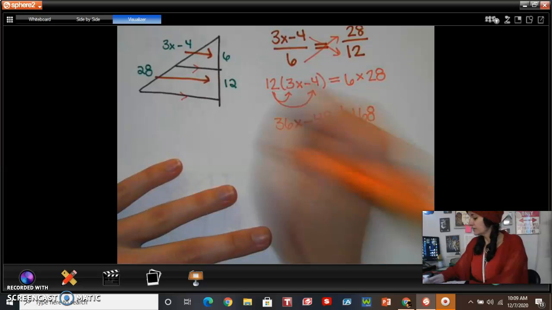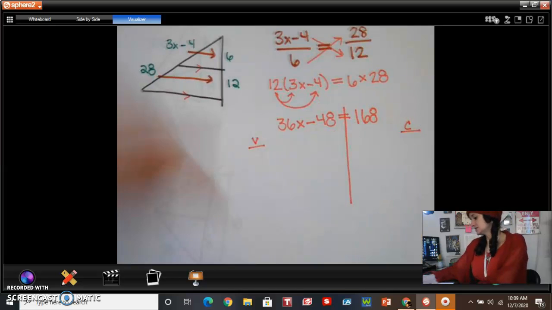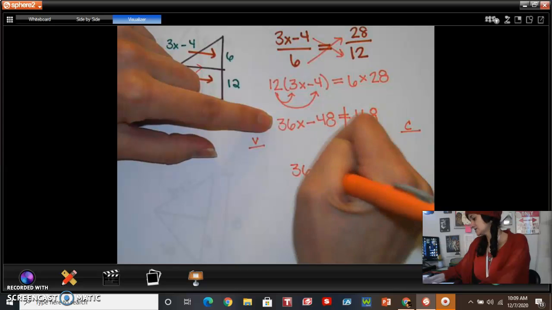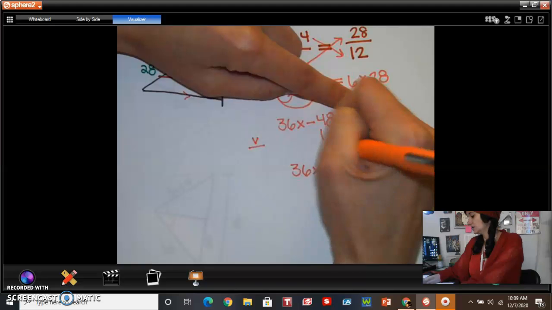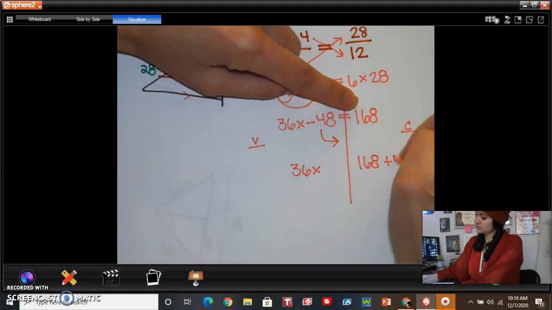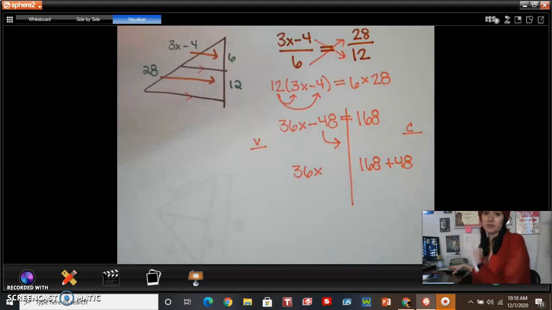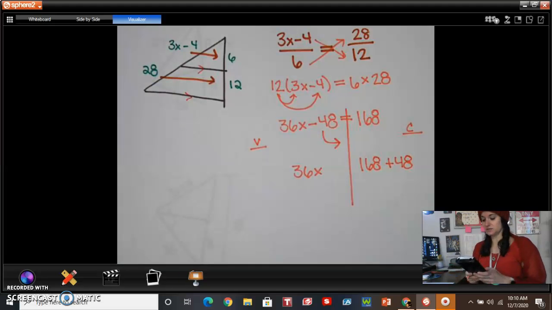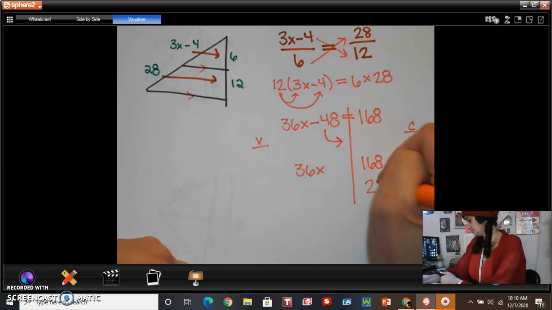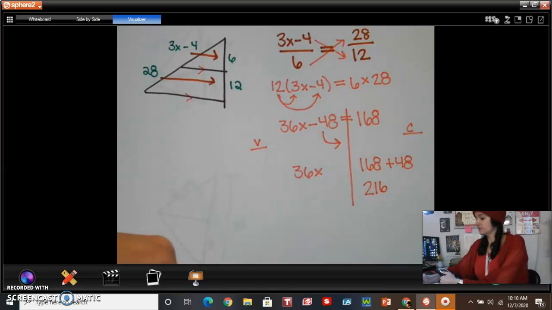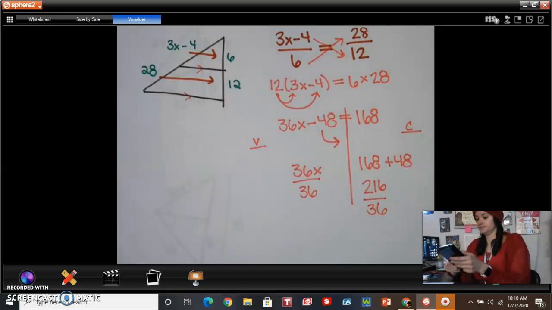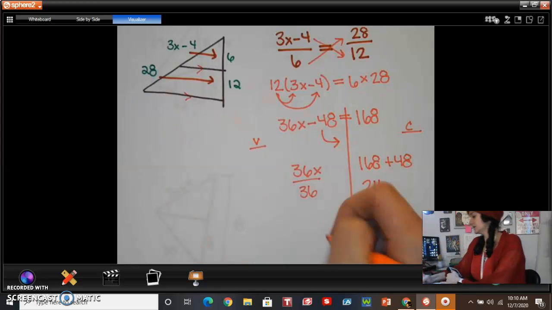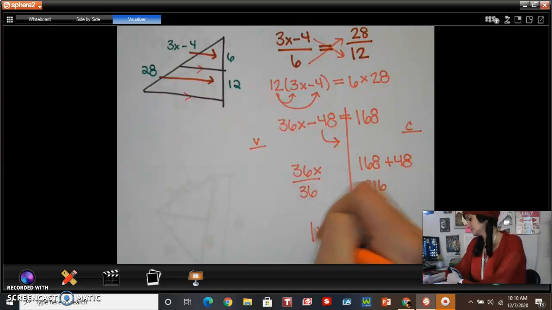All right, so we have our variables and our constants. So we have a 36x, so no other x's. We have a 168. We also have a 48 that we need to move over. So remember, if it goes across the line, we make it opposite. So 168 plus 48 gives us 216. Okay, to solve for x, we divide by 36. And we get that x equals 6.